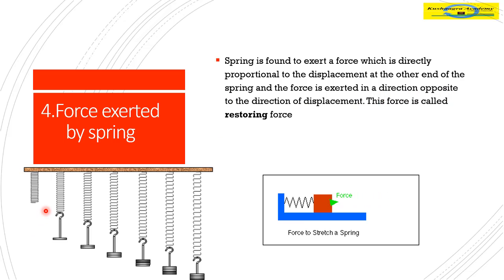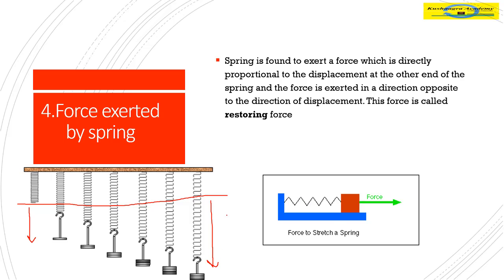Which means, where is the spring going to pull? We are displacing it in the downward direction. This is the mean position, so the length is this, and we are pulling it this way. So the spring force is in the opposite direction. That's what we mean by a direction opposite to the direction of displacement.